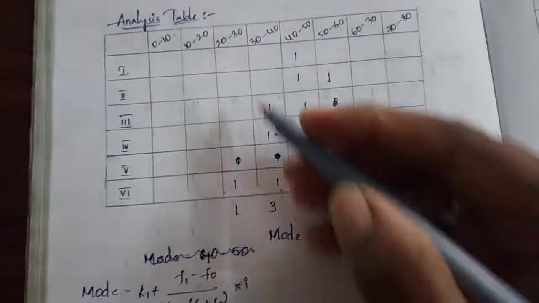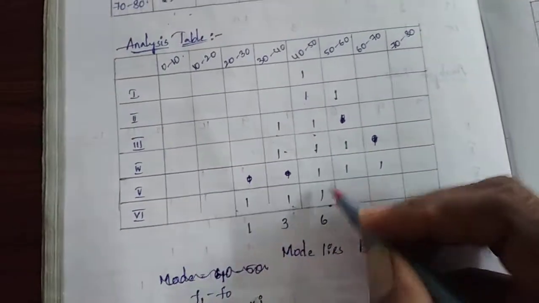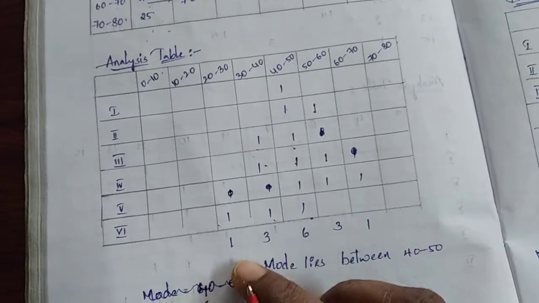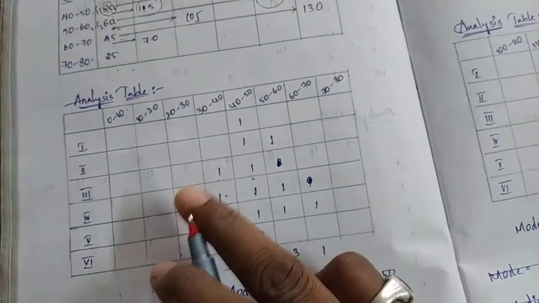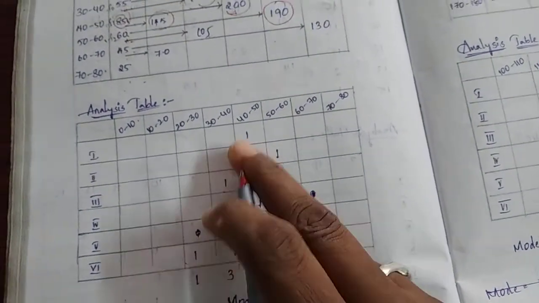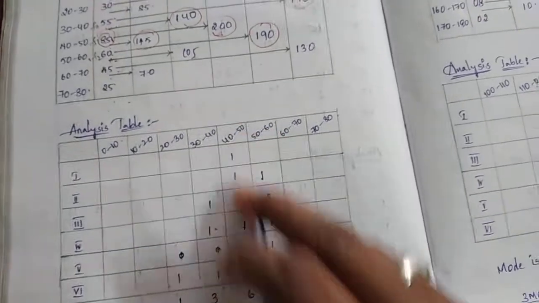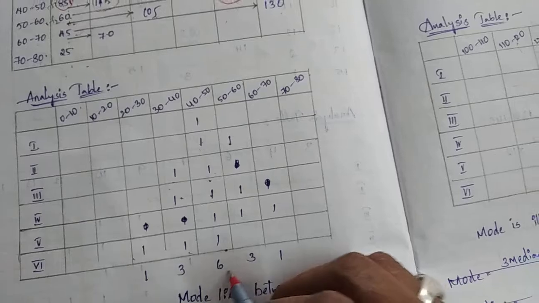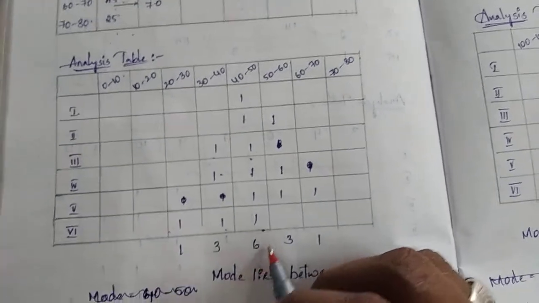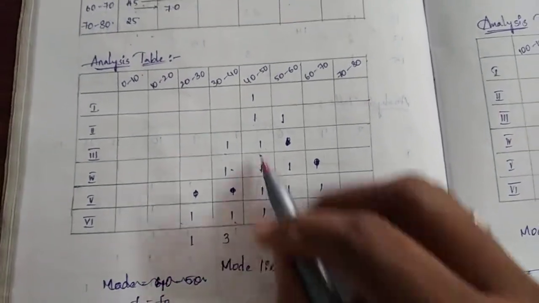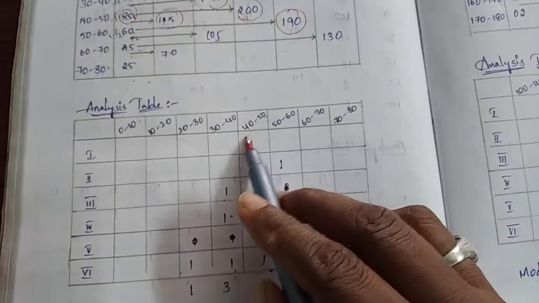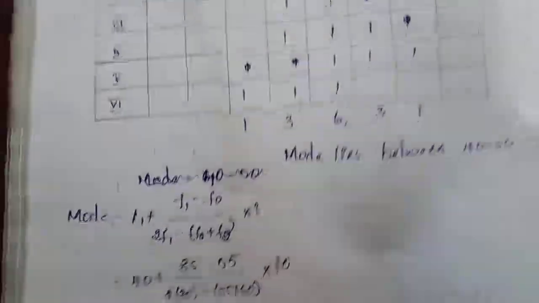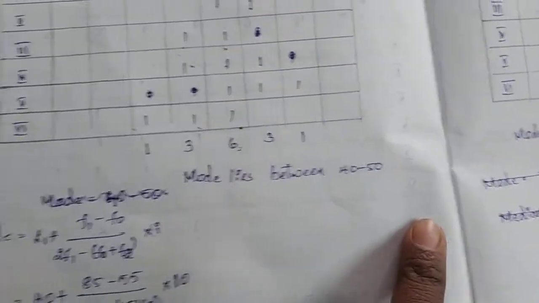Now what we have to do? Now add how many times each has been repeated. You have to add 1 each time. 20 to 30 class interval 1 time, 30 to 40 3 times, and 40 to 50 6 times. So the 40 to 50 class interval has repeated the most number of times. So the mode lies between 40 to 50.